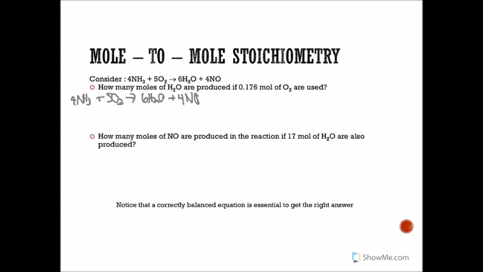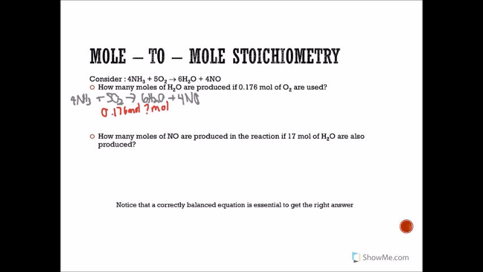So it says how many moles of water, so I'm looking for moles of water, I'd write question mark moles, are produced if we have 0.176 moles of oxygen. So 0.176 moles of oxygen. Write that under oxygen.